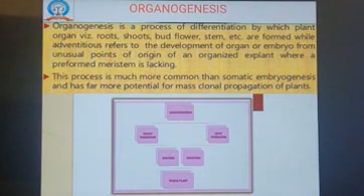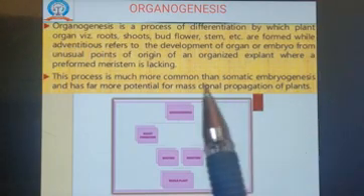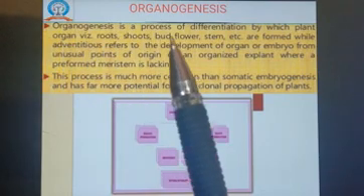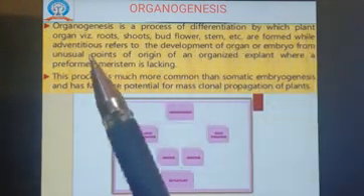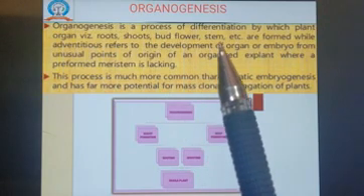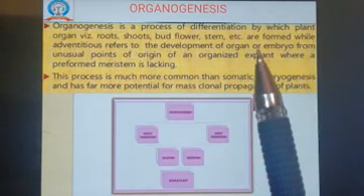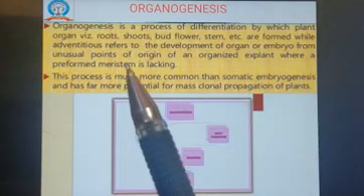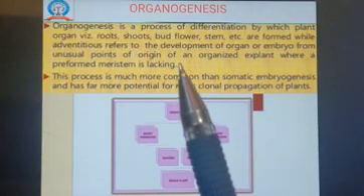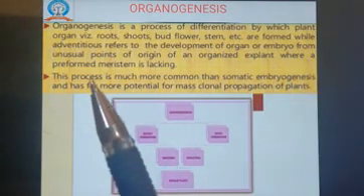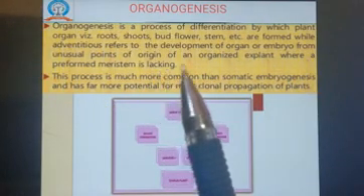The next is organogenesis. Organogenesis means production of organs in vitro or in tissue culture. Different types of organs of the plant such as leaf, root, stem and flower are all produced. Organogenesis is the process of differentiation by which plant organs with roots, shoot, bud, flower, stem, etc. are formed, while adventitious refers to the development of an organ or embryo from an unusual point of origin of an organized explant where a preformed meristem is lacking.